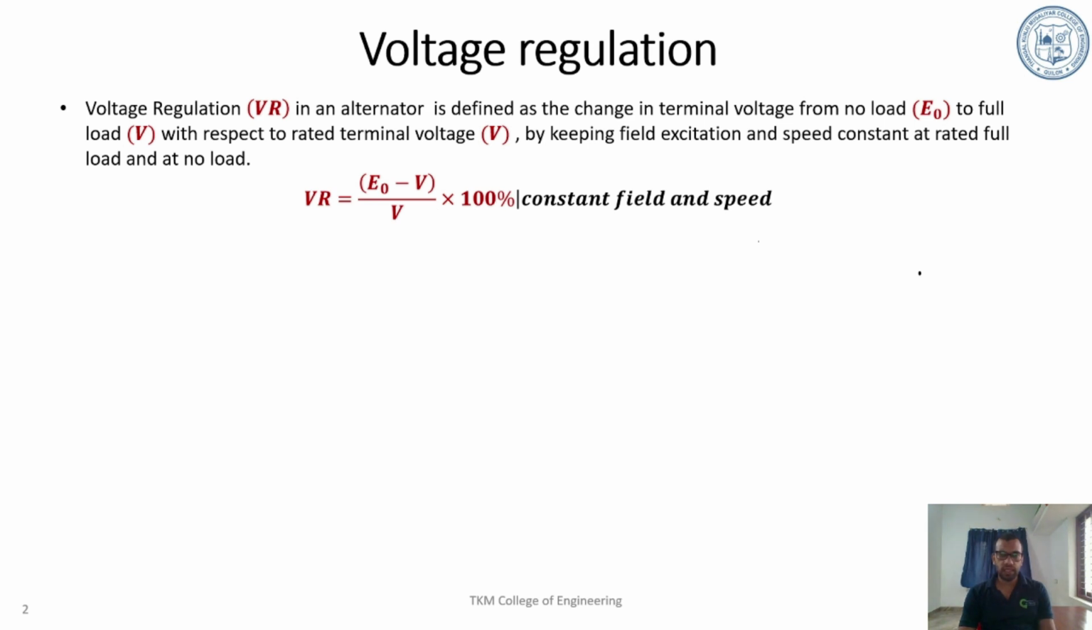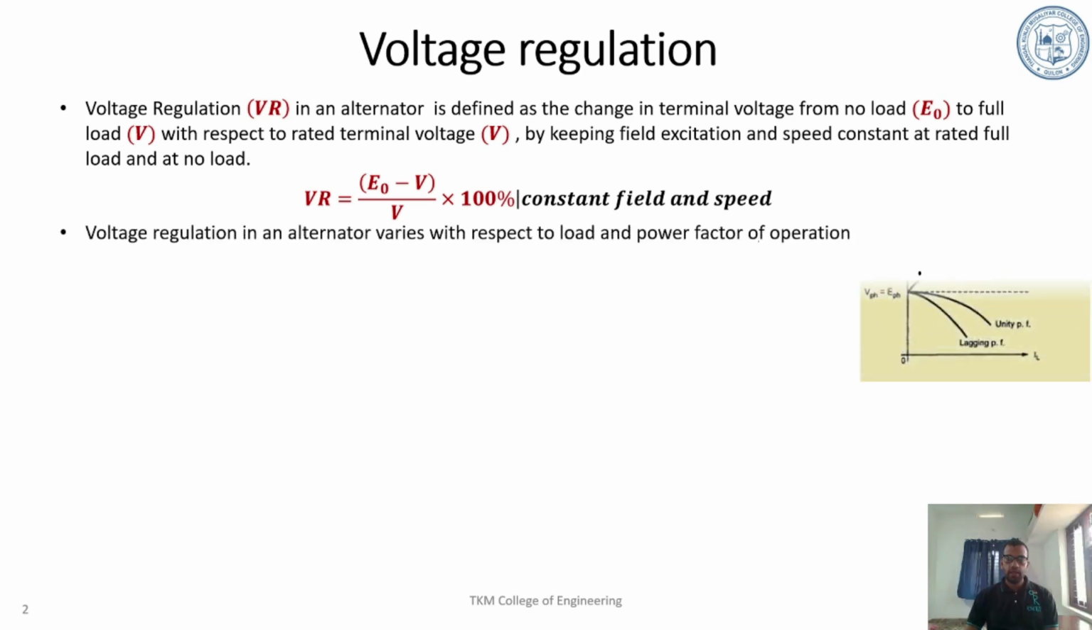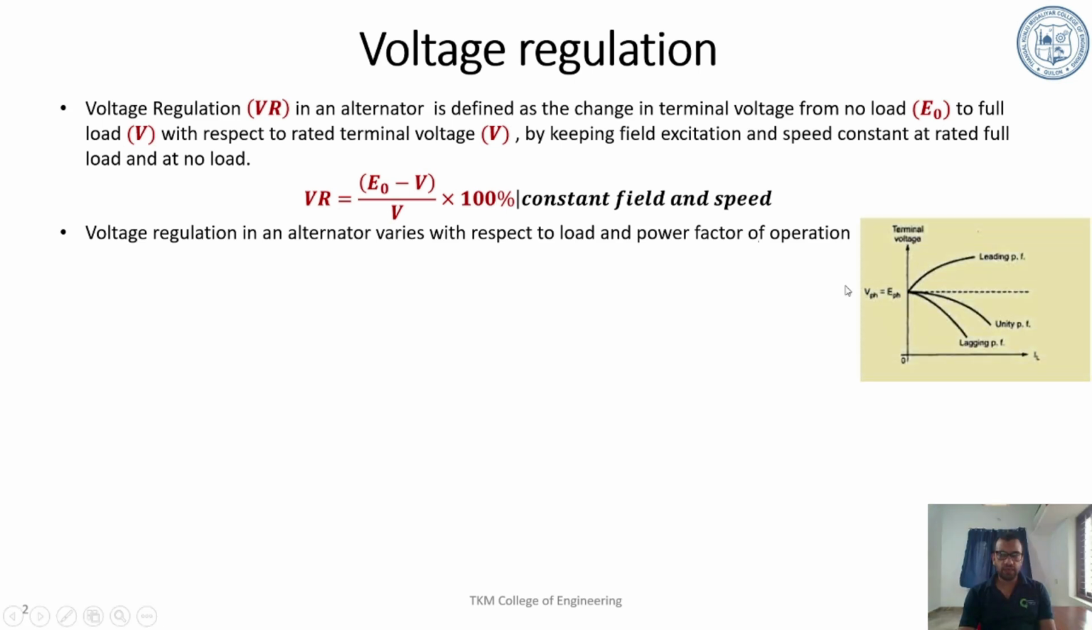Voltage regulation in an alternator depends on load and power factor of operation. Let's see the variation of terminal voltage with respect to load current and power factor of operation. As is clear from this graph, this is the rated terminal voltage. For lagging and unity power factor, as load current increases, the terminal voltage decreases. Therefore, E0 is greater than V, and the voltage regulation is positive for lagging and unity power factor conditions.